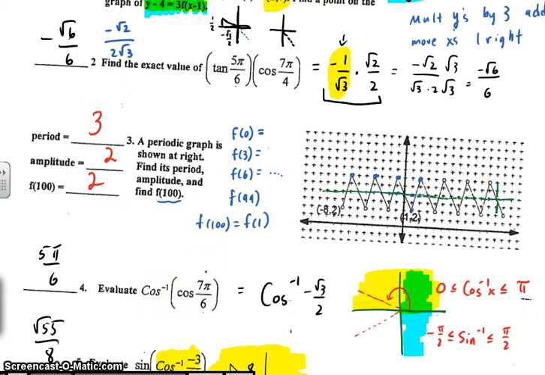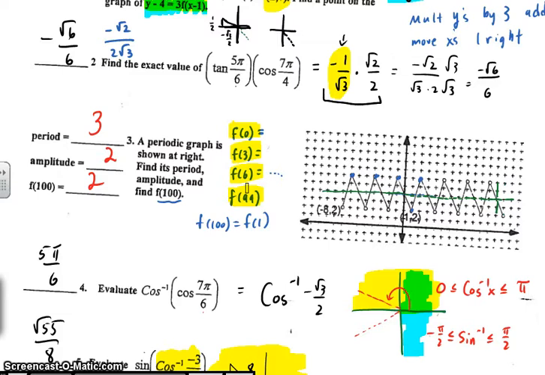Now we're asked to find f of 100. Well, we obviously don't want to sketch this graph all the way out to an x value of 100. We're going to take advantage of the period here. If the period is 3, f of 0 is the same as f of 3, which is the same as f of 6, the same as f of 9, and so forth, all the way up to f of 99, which is the closest multiple of 3 to 100.